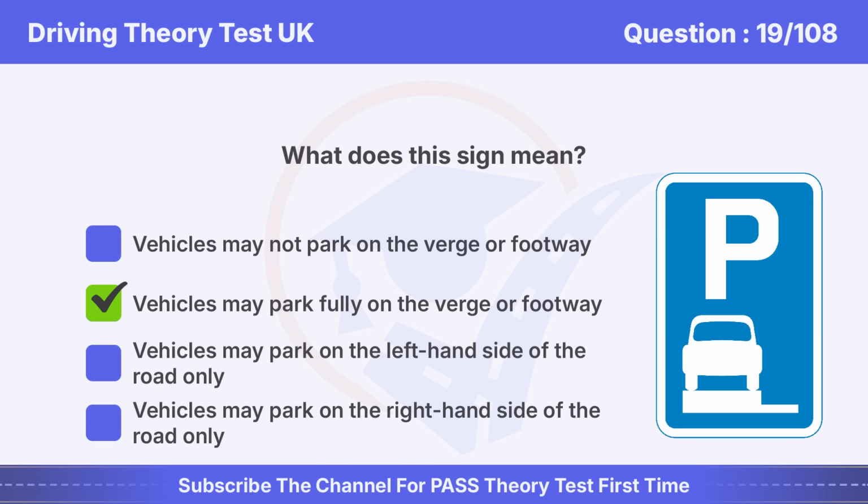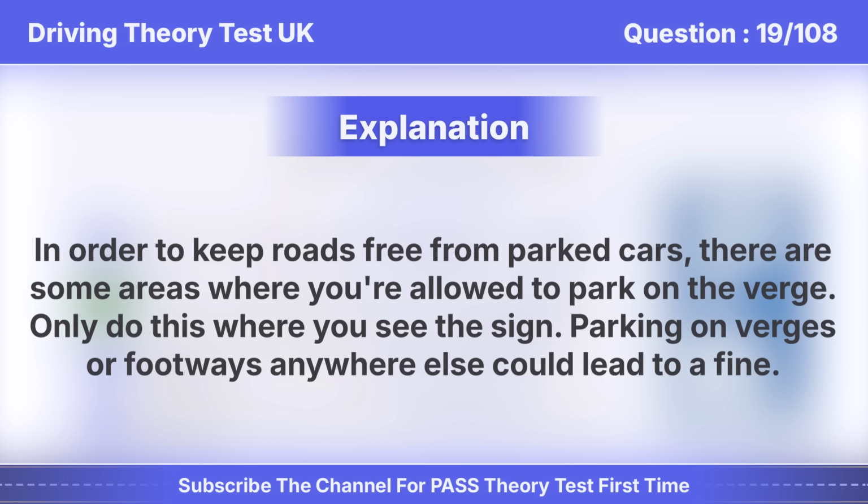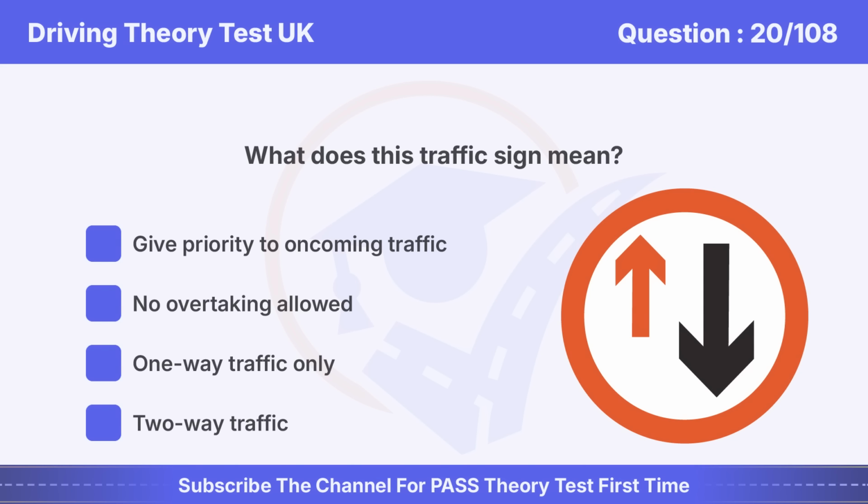Answer is B. Vehicles may park fully on the verge or footway. In order to keep roads free from parked cars, there are some areas where you're allowed to park on the verge. Only do this where you see the sign. Parking on verges or footways anywhere else could lead to a fine. Question 20. What does this traffic sign mean?